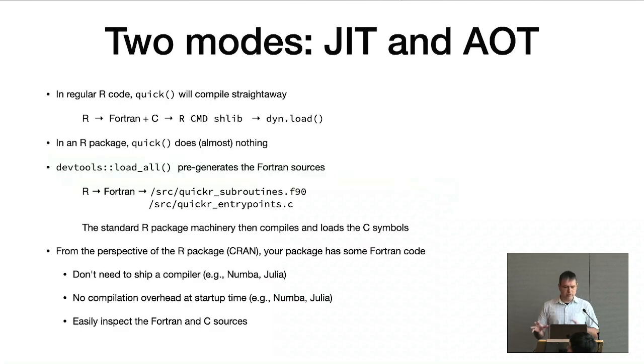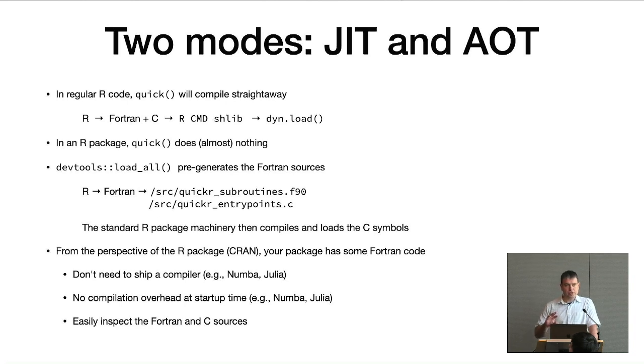Now, the sequence of events here has two modes of operating, which I'll call the JIT mode and the AOT mode. So JIT stands for just in time, and this is what happens when you just call quick in a normal R session. So it'll generate the Fortran and C code, write it out to a temporary directory, call the compiler, load the shared object, build the closure, and return it. And that happens quickly. It's fine. It's fractions of a second.